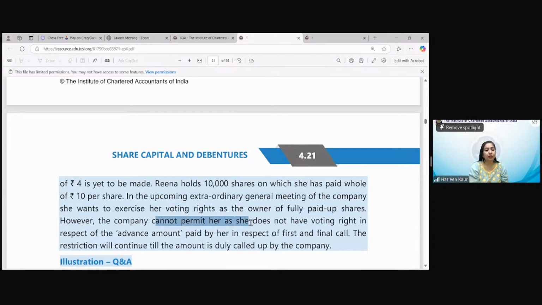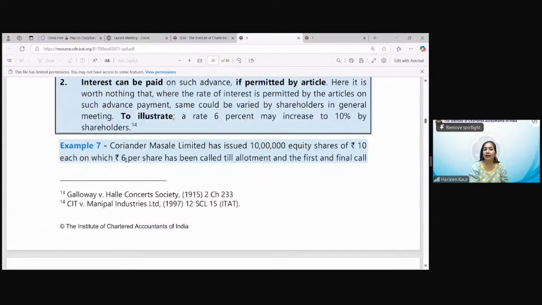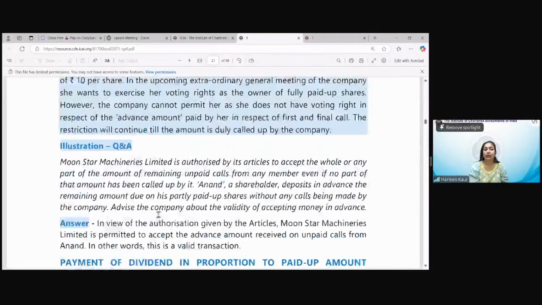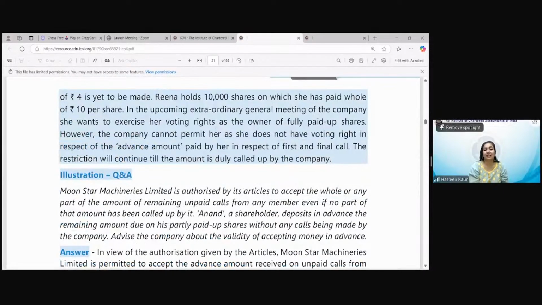She cannot be given the voting right in respect of the advance payment because she has already paid for the first and final call. How much has the company called so far? 6. She has paid 10, so she will get voting rights only till 6. The restriction will continue till the amount is duly called by the company.